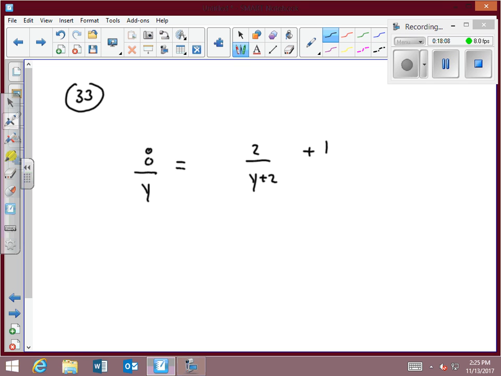Can you cross multiply? So what are you going to multiply both sides by? Y times y plus 2, isn't it? Is that this a y minus over here? Yeah.